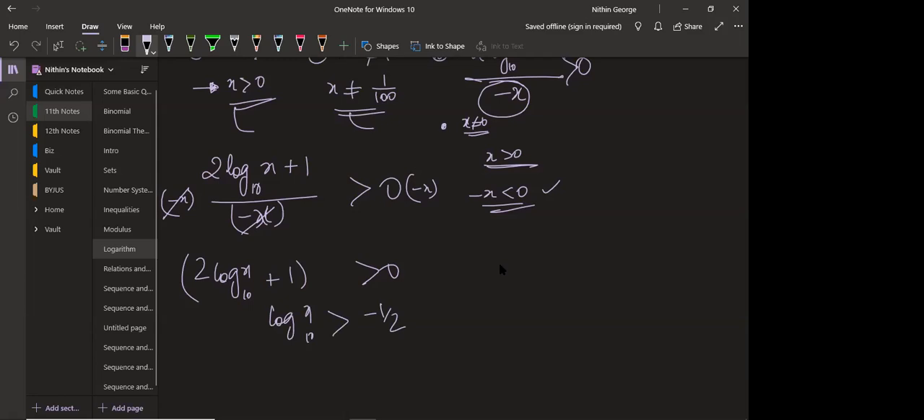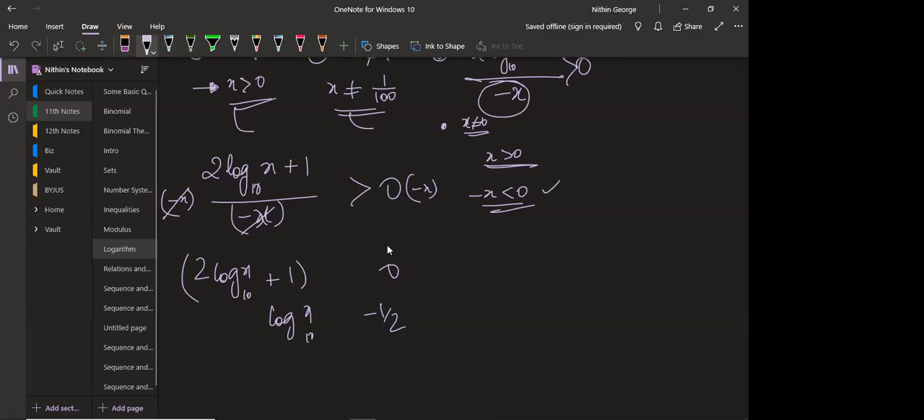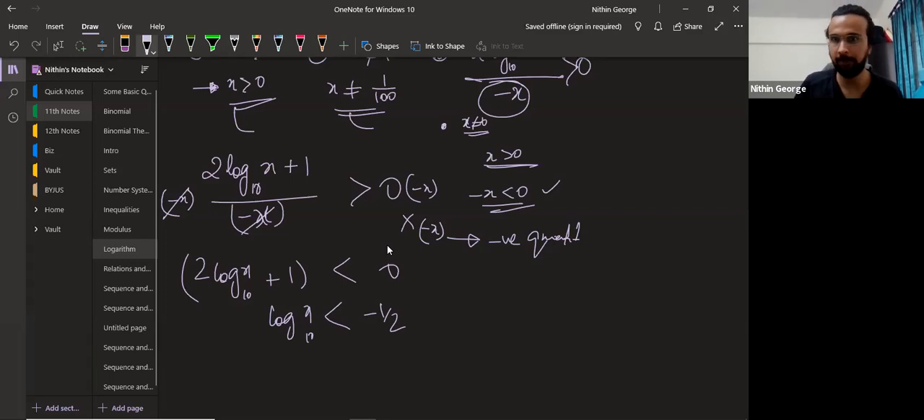Sir, I have a doubt. Yes, ask. Sir, doesn't the sign flip after multiplying with minus x on both sides? Oh, yes. I'm explaining, but I'm not doing it on the paper. You multiply by minus x, and minus x is a negative quantity. So when you multiply by a negative quantity, the sign flips. Thank you so much for the clarification.